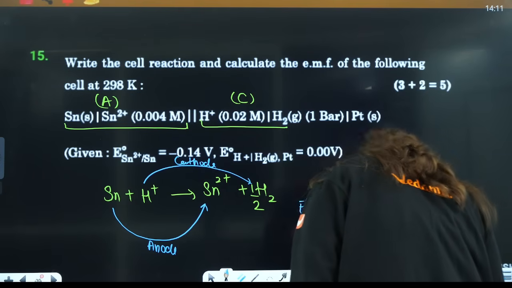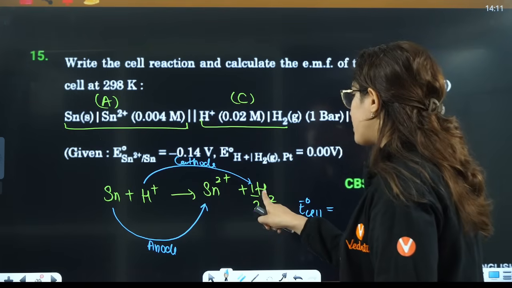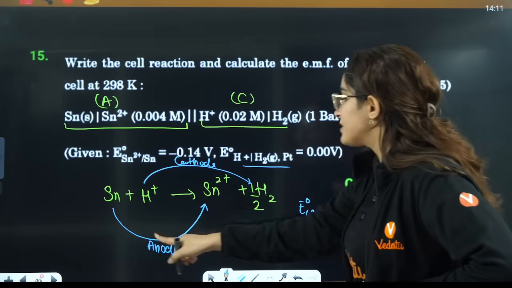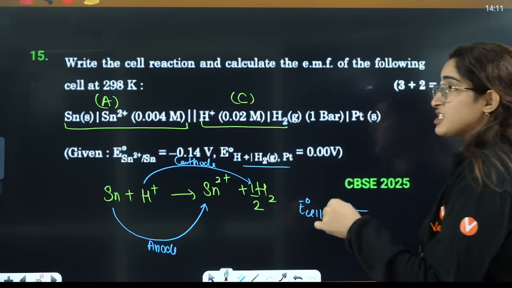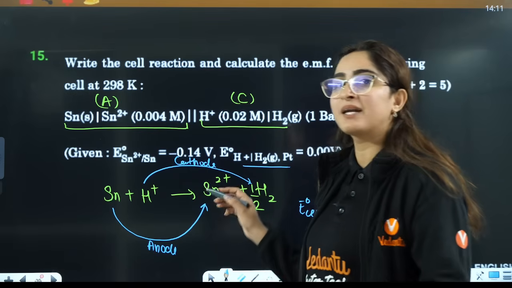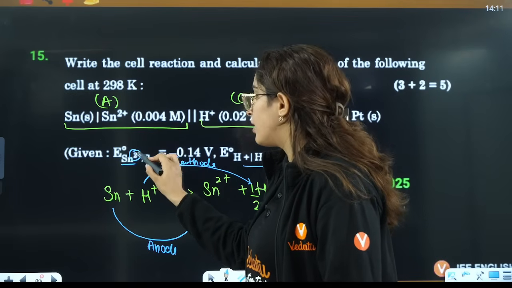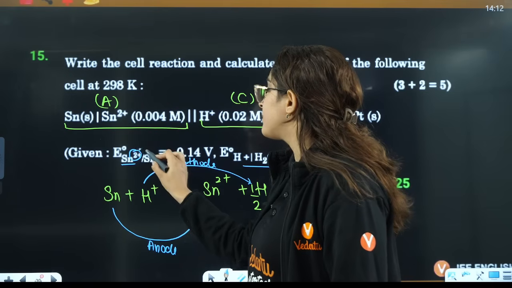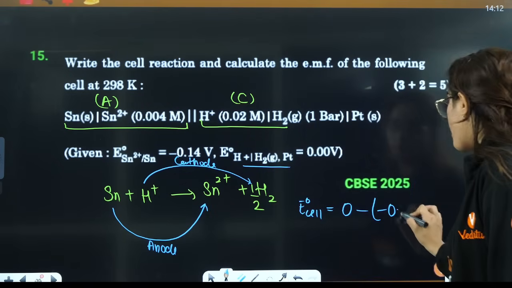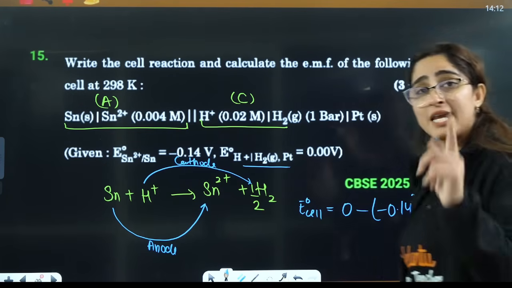E naught of cathode minus anode. Cathode is what? This one. For reduction of H positive to this, the value is 0. Anode is this one. Anode reduction potential. Here oxidation is happening, but I have to write the reduction potential in the formula. So reduction means decrease in oxidation number, that means 2 to 0. So I can see that here it is minus of 0.14, answer will be plus 0.14. That is E naught cell.